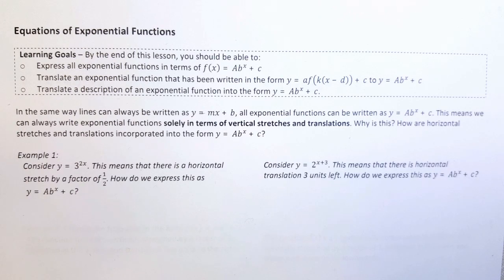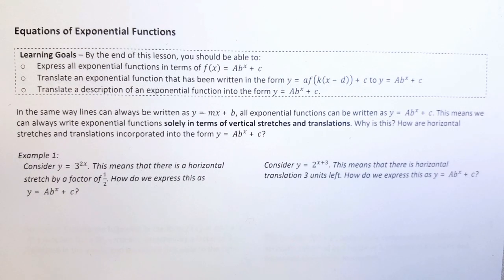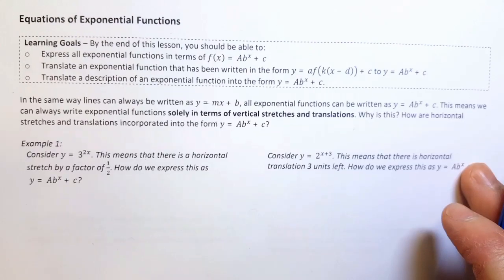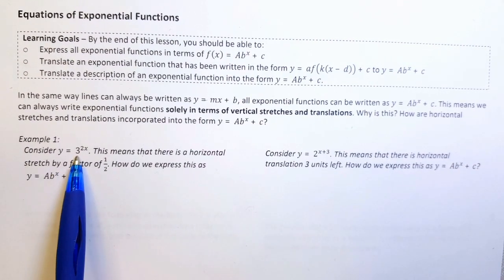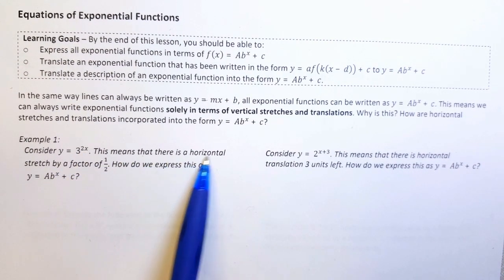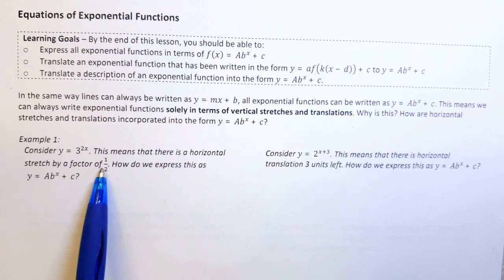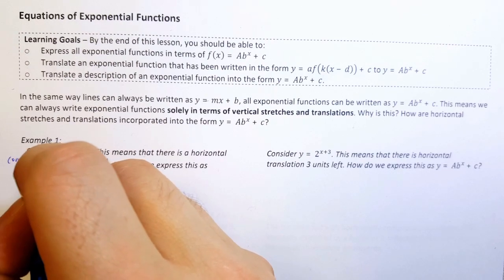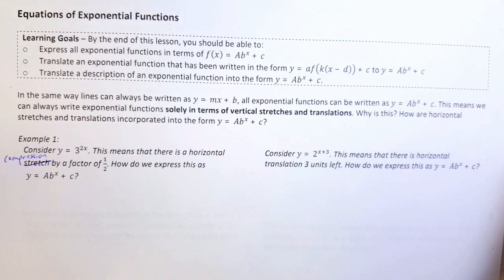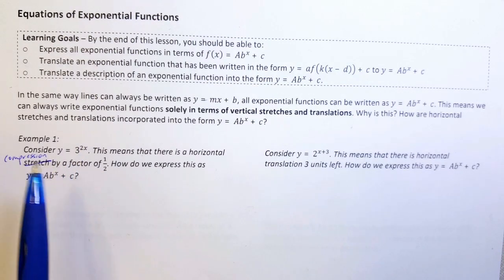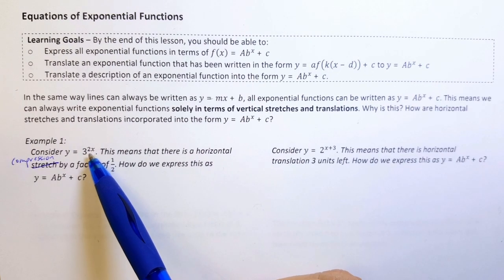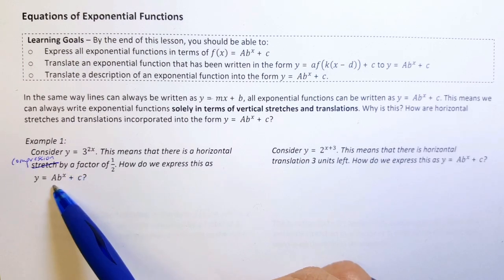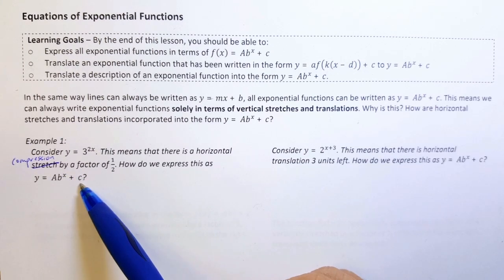Why is this? How are horizontal stretches and translations incorporated into this form? So let's take a look at the first example. Consider y is equal to 3 to the power of 2x. This means that there is a horizontal stretch by a factor of 1/2, and you can say compression, right? Because this is by a factor of 1/2, that means the graph is going to get smaller, or be compressed rather. So how do we take this horizontal compression and change it into this form where we only have vertical stretches and vertical translations?